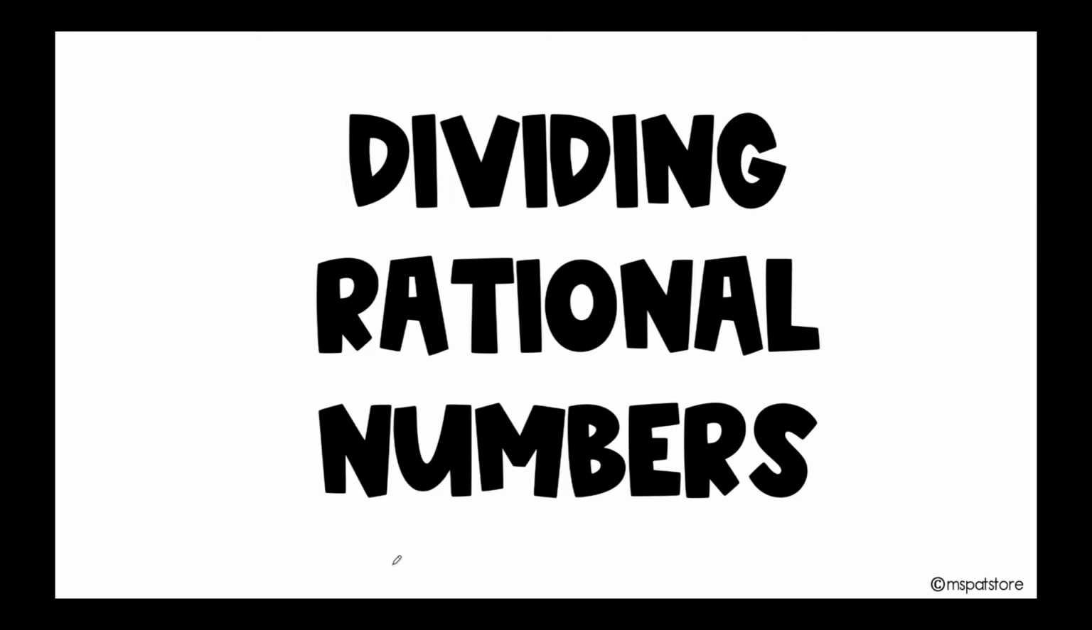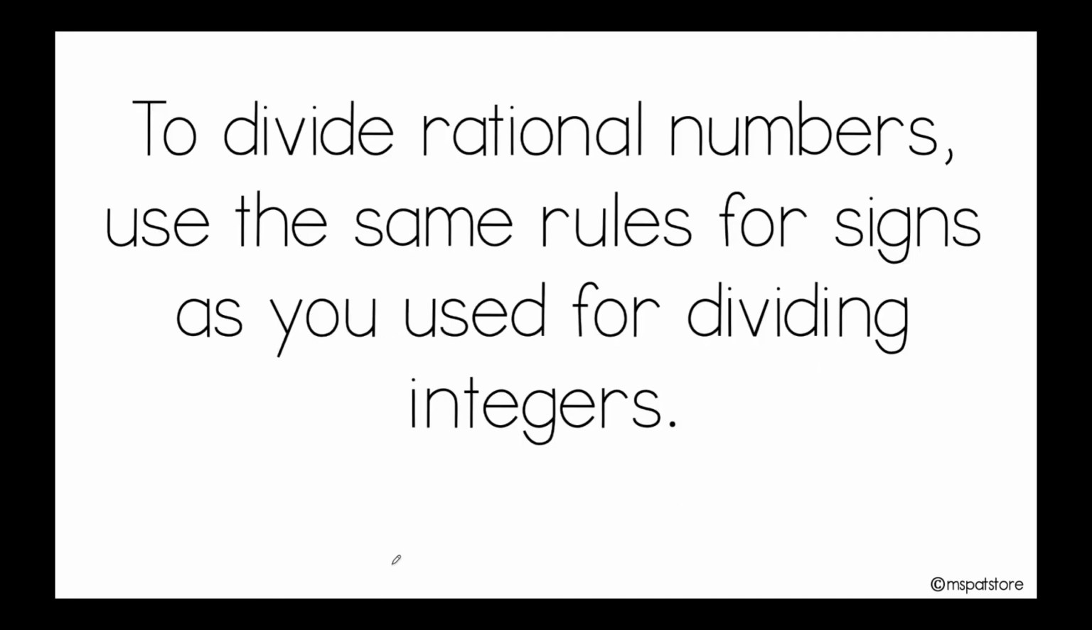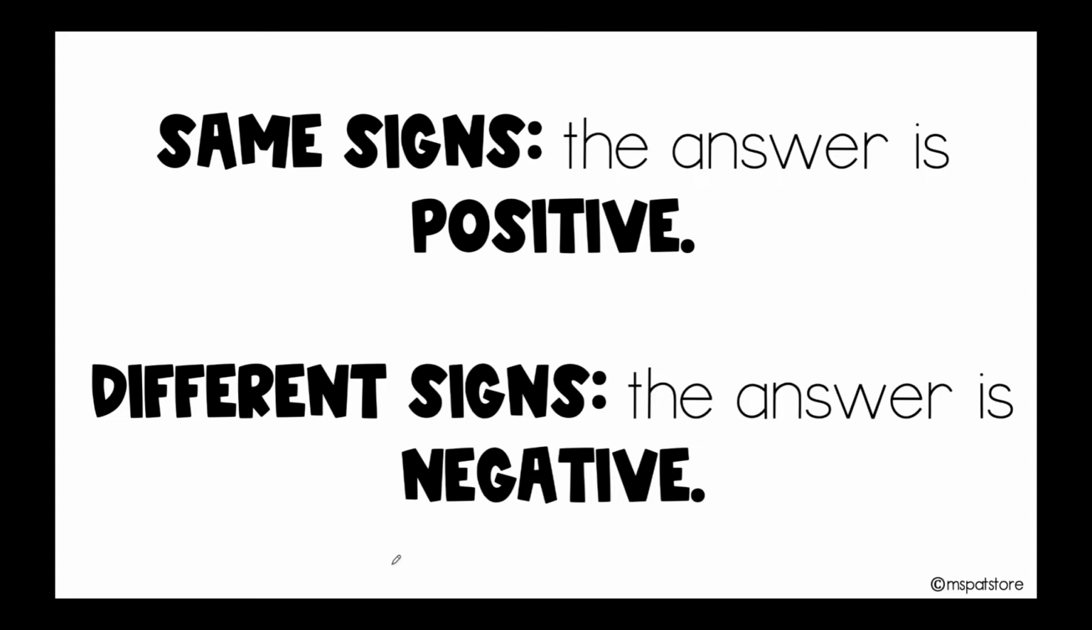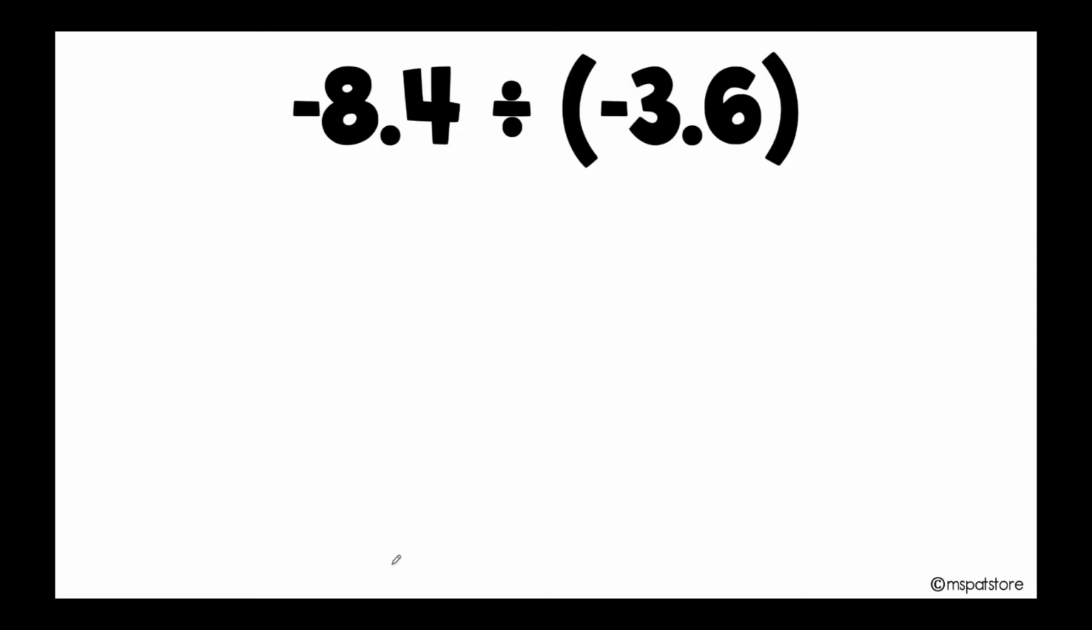During today's video, we're going to be dividing rational numbers. To divide rational numbers, you're going to use the same rules for signs as you use for dividing integers. In case you do not remember, same signs, your answer is going to be positive, and different signs, your answer is going to be negative.